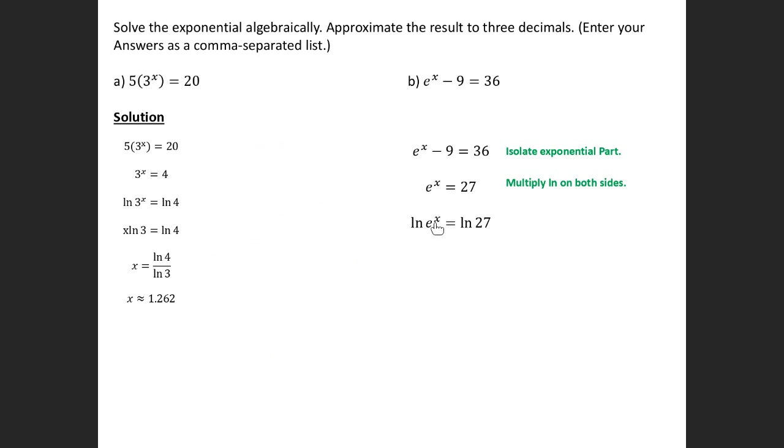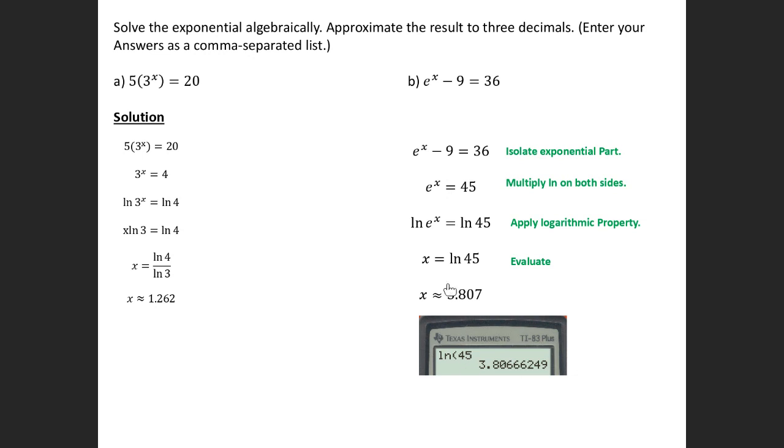Again, we're using our inverse property, or you can use your power property where x is being multiplied times the natural log of e. And we know now that the natural log of e is equal to 1. So this is going to give us x is equal to the natural log of 27. Again, this is our exact answer. If we want an estimation, we plug it into our calculator. Natural log 45 will give us 3.807. Again, we rounded to 3 decimal places.